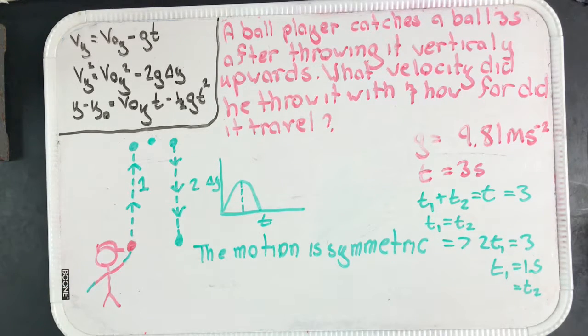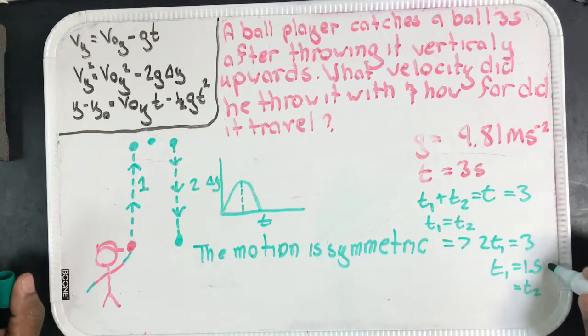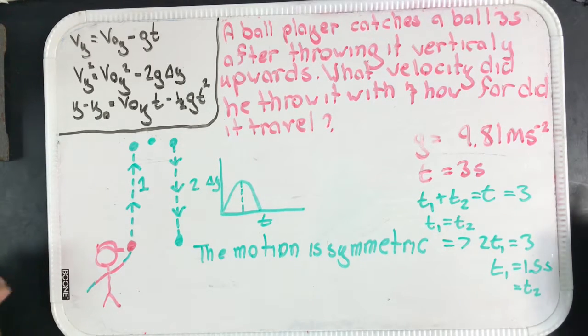And honestly, it's not something that I would have figured out on my own, even though there are some texts that explain the symmetry. And this is actually a really convenient tool. It simplifies a lot of problems. So we know that the time it takes to reach its maximum height is 1.5 seconds, and they're asking us, what velocity did he throw the ball with?